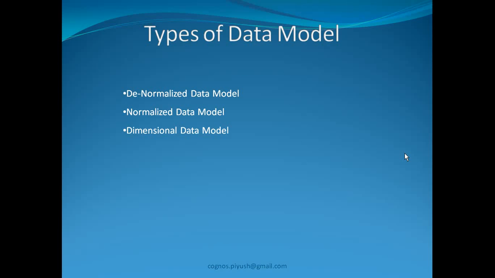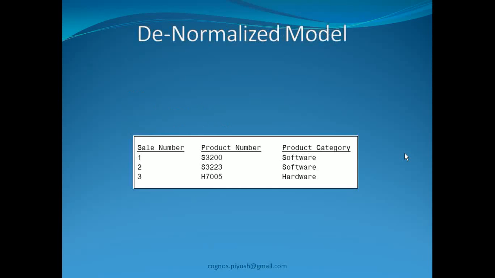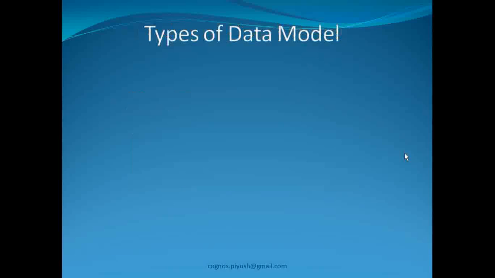Now let us understand each in detail. Let's take an example of this table. Here it is a denormalized model because all the data is in a single table and also data redundancy is there. In this example you will find that directly correlated attributes like product number and product category are repeated in each row. This is an example of a denormalized model.